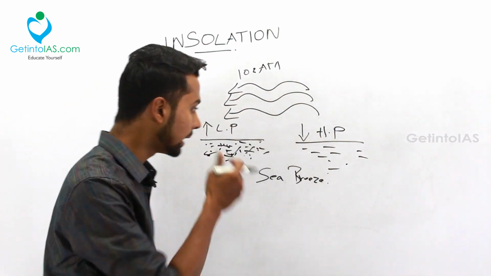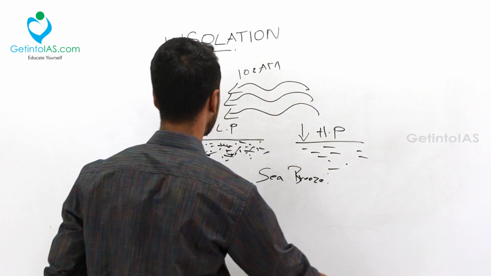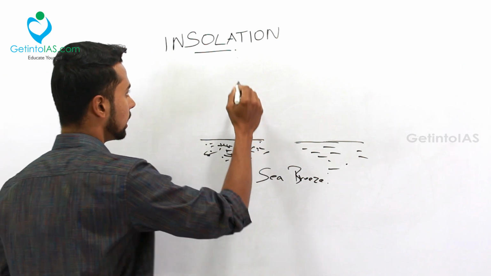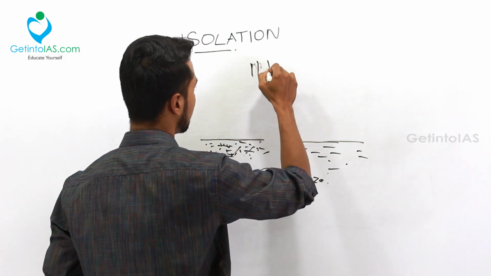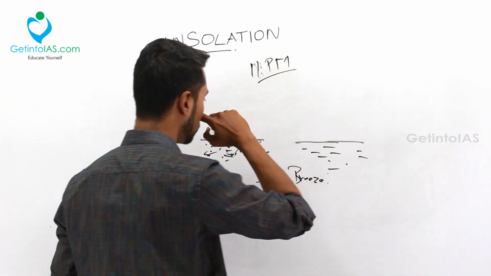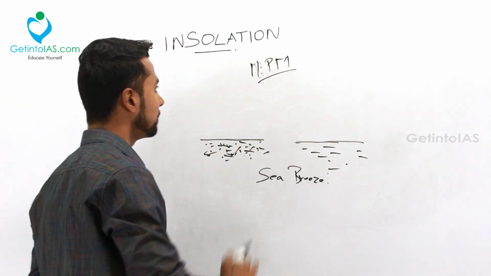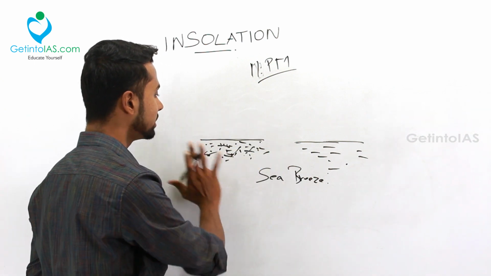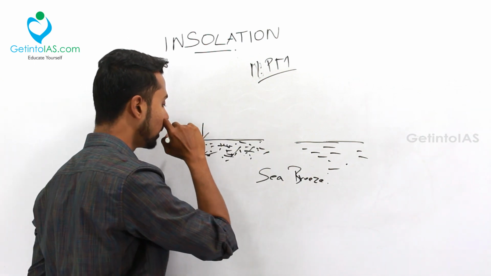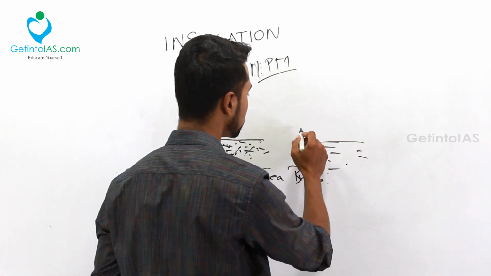What happens during the night time? At night, the positions are reversed here. Again, this is land and sea. Let us take 11 p.m., at night. By 11 p.m. there is no insolation, so automatically the land surface heat will be lower. And the temperature in the oceans will be higher.